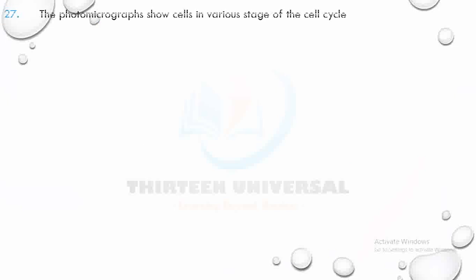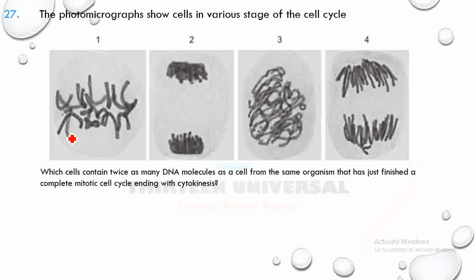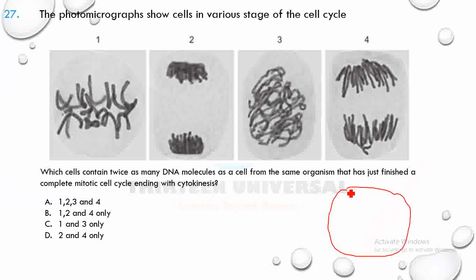The photomicrograph shows cells in various stages of the cell cycle. Let's see. Which cells contain twice as many DNA molecules as a cell from the same organism that has just completed a mitotic cell cycle ending with cytokinesis? So which one has double? Remember that. Look at it. Pause the video and try it. It is a cell cycle, right?